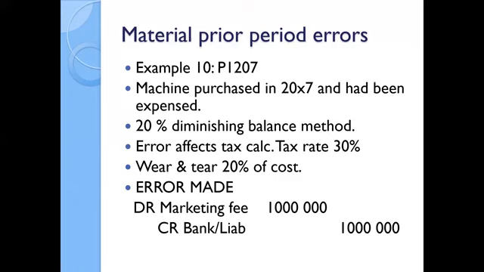Our depreciation is 20% on the diminishing balance method. And we are told that the error does affect our tax calculation. Our tax rate is 30%, and our wear and tear rate on this machine is 20%.